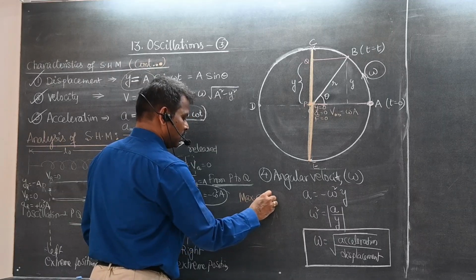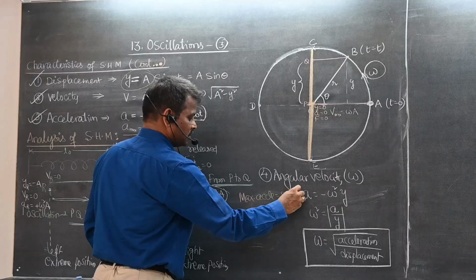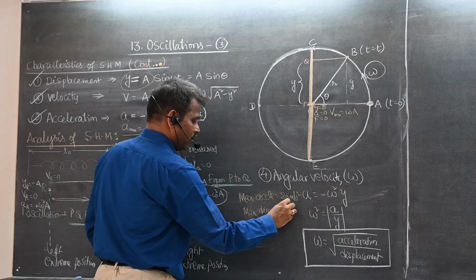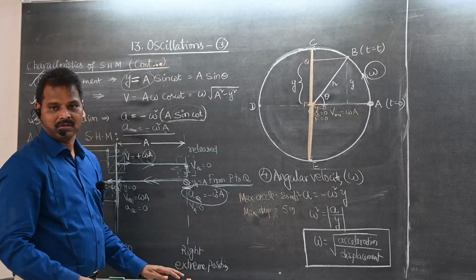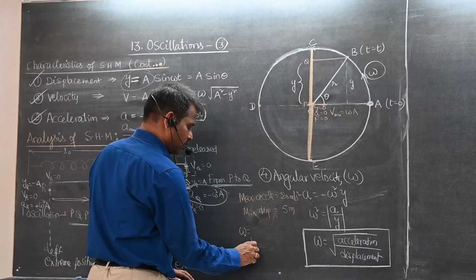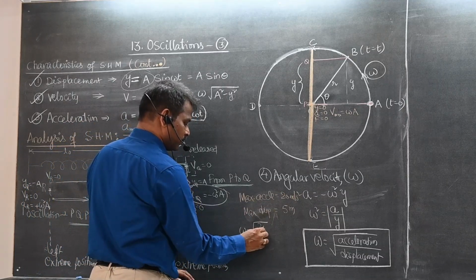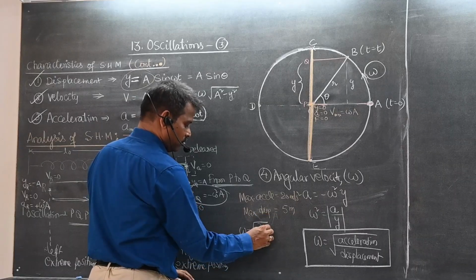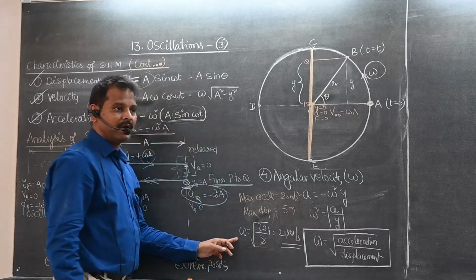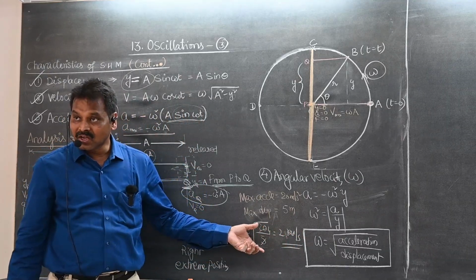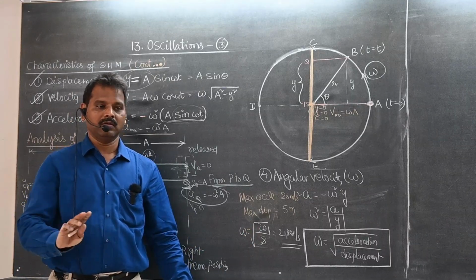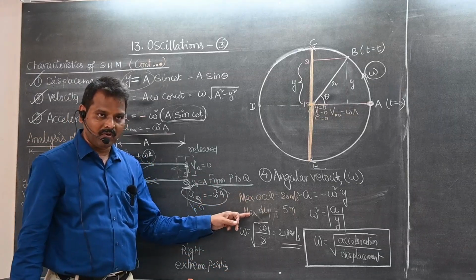Maximum acceleration is 20 meter per second square. Maximum displacement is 5 meters. What is the angular velocity? How much? 2 radian per second. Why? Because omega is equal to root over maximum acceleration 20 by maximum displacement 5, which is root 4, so 2 radian per second. Omega is measured in radian per second. Is it clear now? Previously, omega is equal to root over omega square, square and root get cancelled, omega is omega. That is also okay, but generally the problem will be given like this.